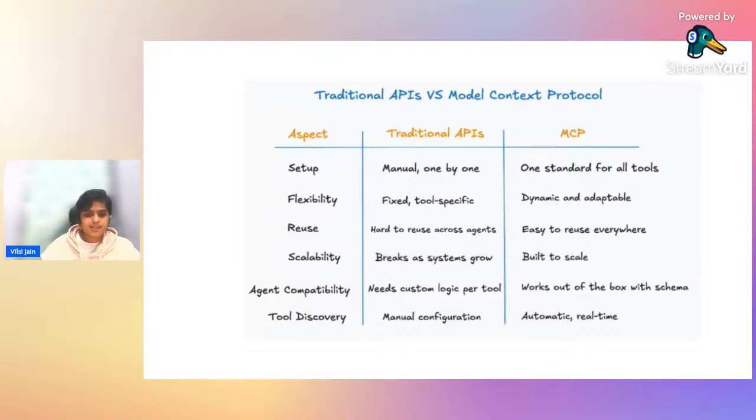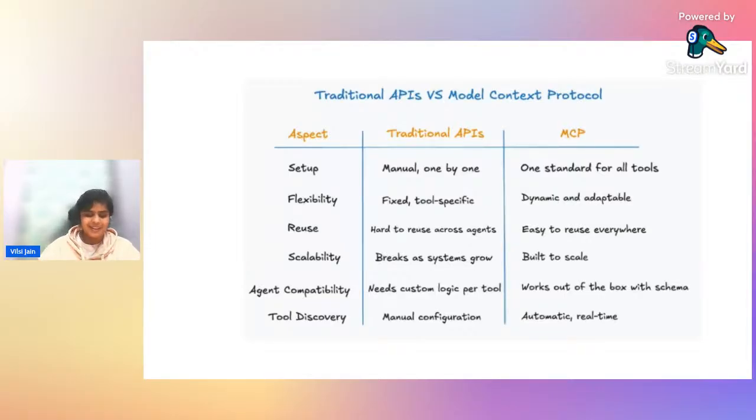So, break as a system group, right? Scalability is there, built to scale for the MCP, it has a particular scale till where they can grow, right? Agent compatibility, so it needs custom logic per tool. If I have made some changes, I will need that custom logic per tool. But for the MCP, it will help you because it has that LLM's data, a lot of current data, so it will work out of the box. That's the main thing, right?